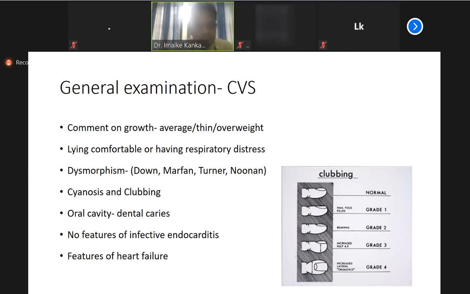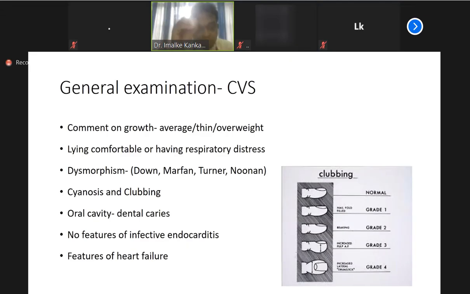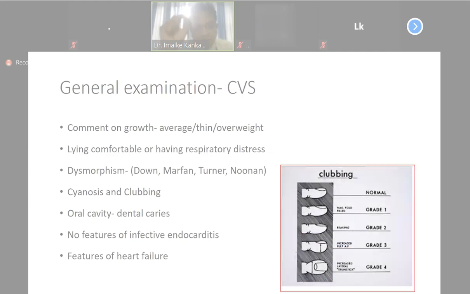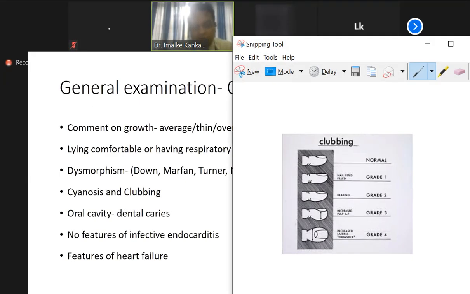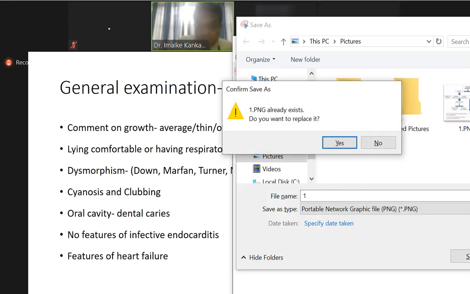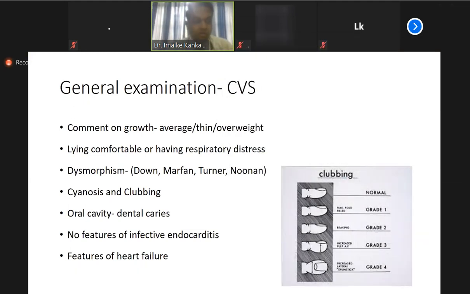You can't say 100%. And lying comfortable on the bed or having respiratory distress is something important in CVS and RS examinations. And if the child is dysmorphic, you have to appreciate that usually we will give cases with Down syndrome. 99% of them will be Down, but very rarely you might get other syndromes, but it's not your task to diagnose. So come to a conclusion of the syndromic diagnosis, what we mainly focus on in the CVS examination.